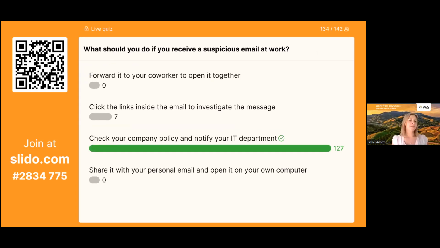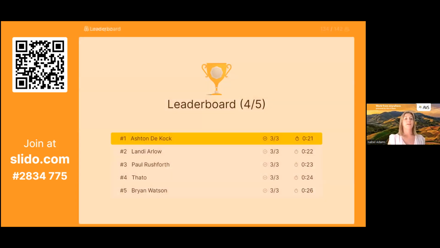Check your company's IT policy and notify your IT department. For those people who said click the link, you'd never want to click the link. You can hover over it to see where it's going to redirect you, but never click the link and let it take you to that suspicious URL.